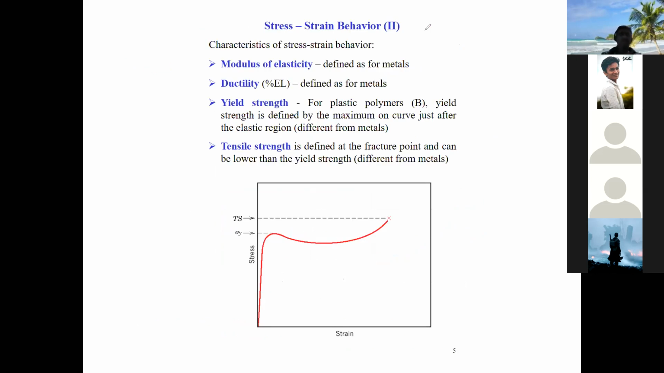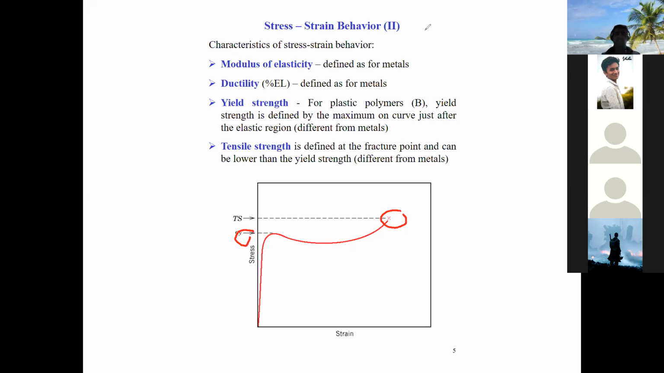I've already told that there are four mechanical properties. Out of that, this is your yield strength, and this is your tensile strength, right? These are the two mechanical properties generally used for applications. Any engineer who wants to design a component using polymeric materials will look for these two properties: one is yield strength and another is tensile strength.